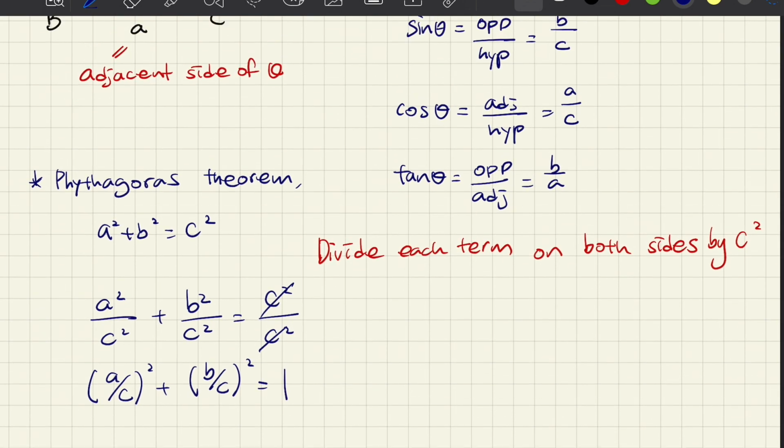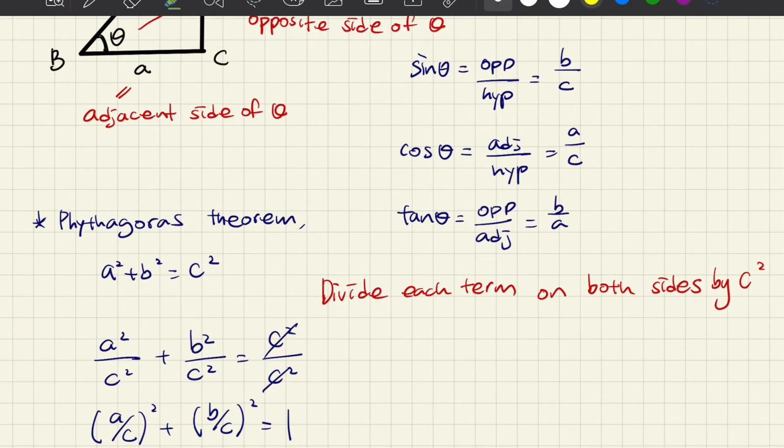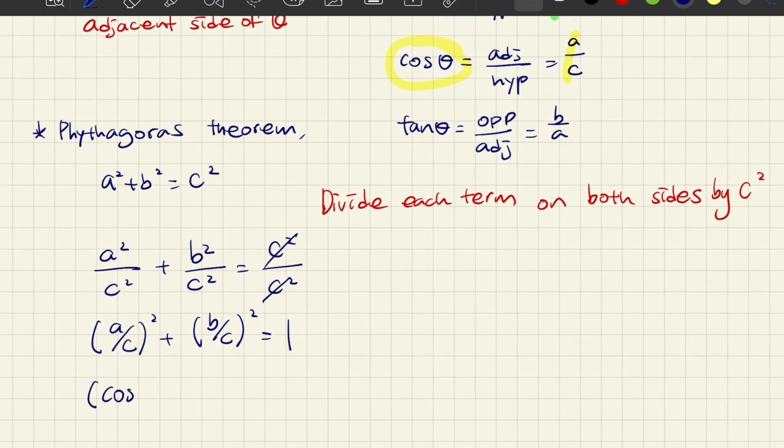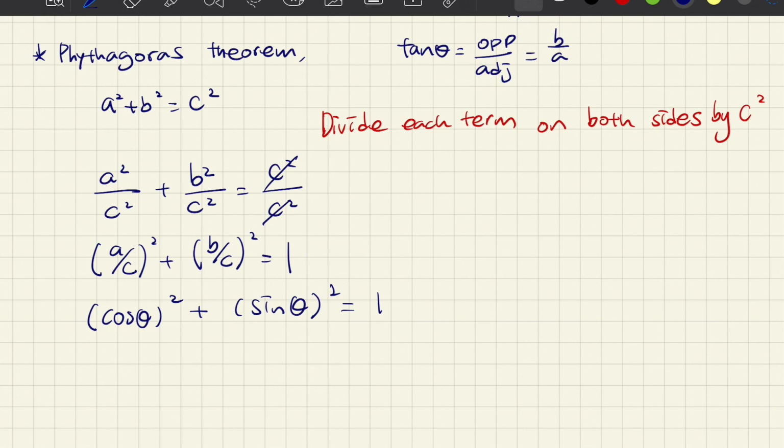We know the previously identified information: a over c is equal to cosine theta and b over c is equal to sine theta. So we can replace these with cosine theta squared plus sine theta squared equals 1. This is the same as cosine squared theta plus sine squared theta equals 1. So hence proved.